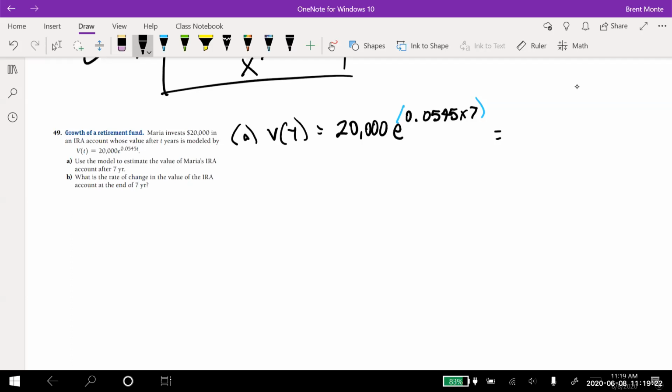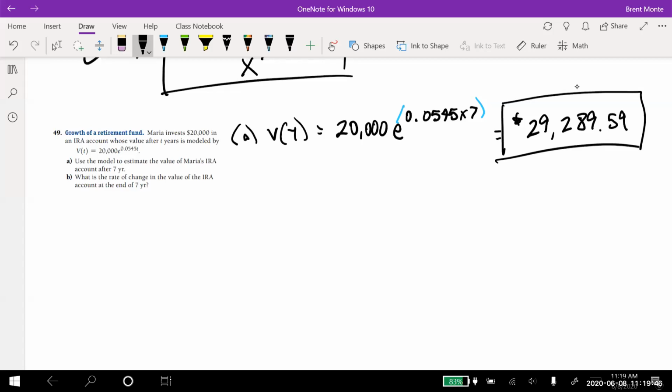So let's see, 0.0545 times 7. I get, the account has gone from $20,000 to $29,289, and since it's money, I'll go to 2 decimal places. It's 593, so we'll just round to 59. So that's the total amount in the account after 7 years.